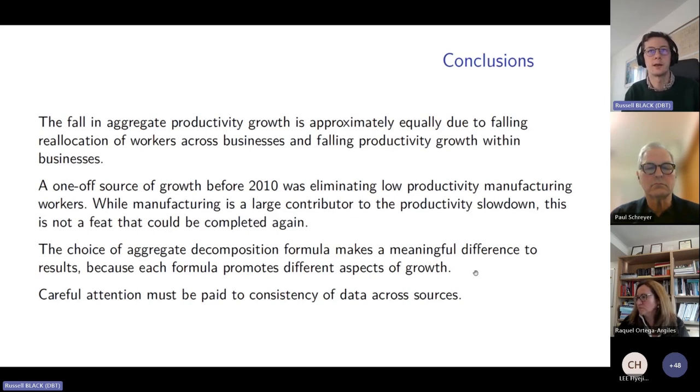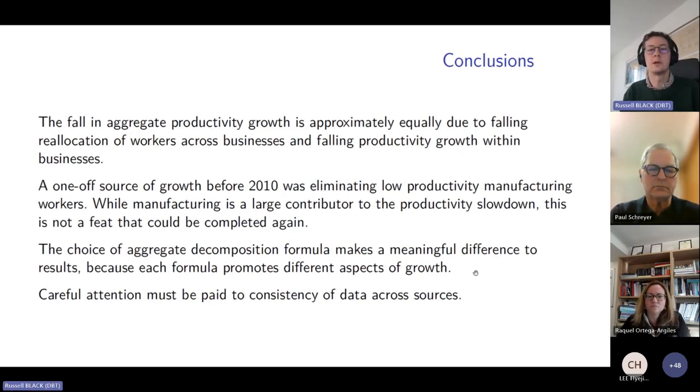But the within growth is a one-off. This couldn't be repeated. It's more just noteworthy historically, whereas the factors that are leading to the fall in reallocation feel a bit lighter. There's no immediate one-off cause that we can see just by looking at the data and reading and thinking about what's happening.